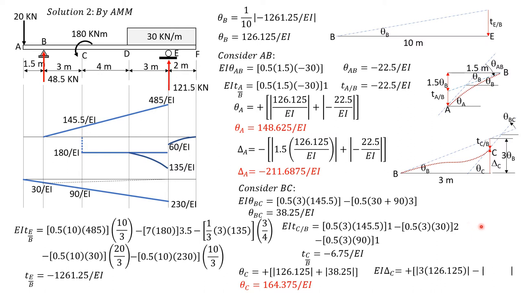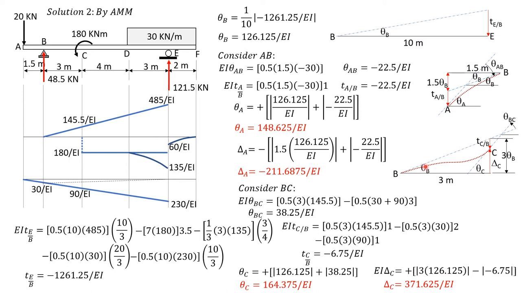So from the figure, theta C is the absolute value of theta B plus the absolute value of theta BC. So theta C is equal to 164.375 over EI. And from this figure here, delta C is positive. So it is the absolute value of 3 theta B minus the absolute value of the deviation of C relative to B. And this should be the elastic curve.